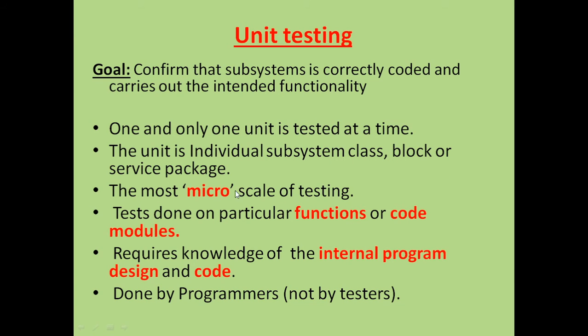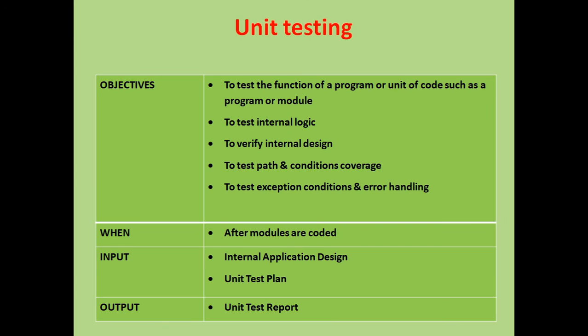The most micro scale of testing is called unit testing. It is the smallest level of granularity when you are talking about testing. Tests are done on functions or code modules. There are two perspectives: you look upon the structure of the code, or you look upon the functionality that it performs. It requires knowledge of the internal program, design, and code. It might use the design document and the code snippets, and it is done by programmers and not by testers. A developer only tests the unit that he has developed.